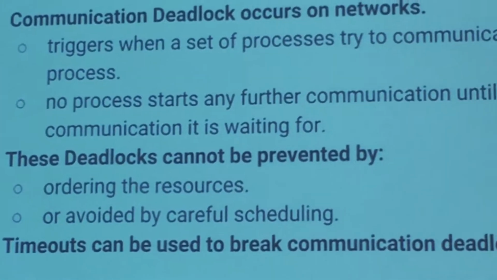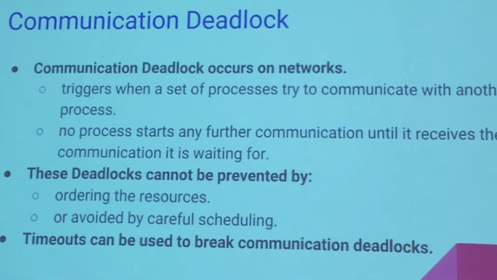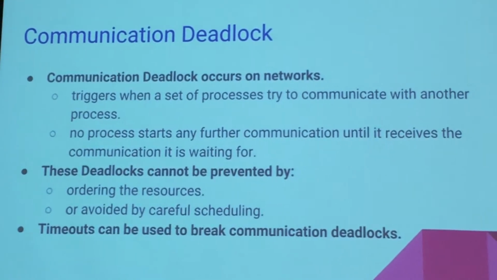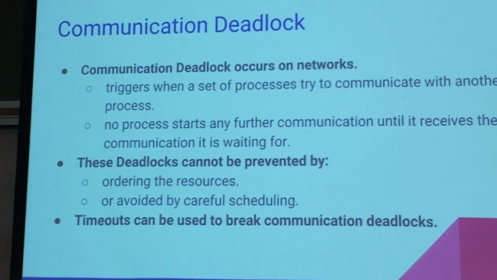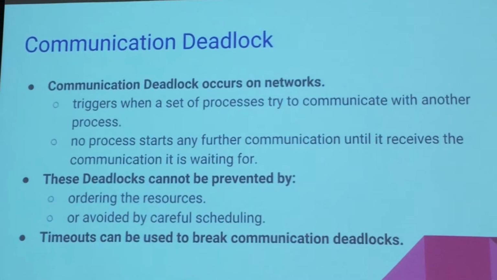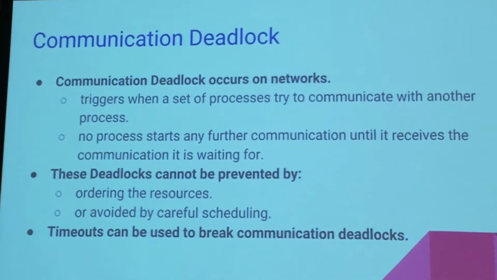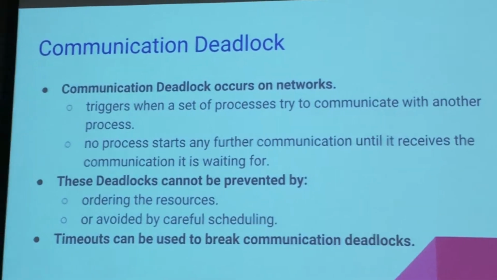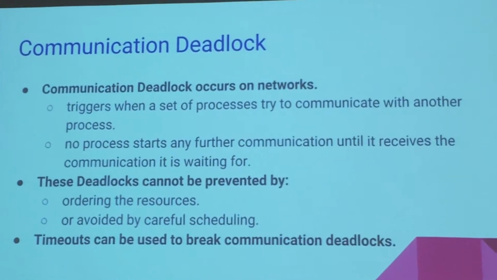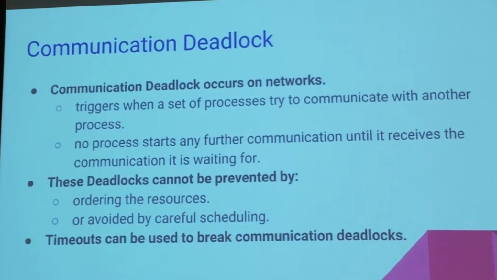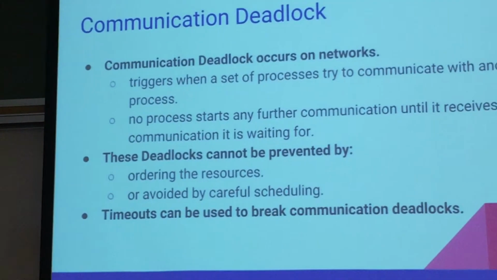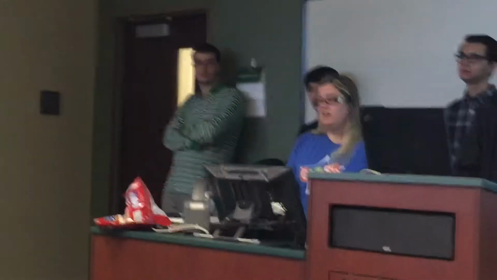Okay, so first we're going to talk about communication deadlocks. Communication deadlocks trigger when a set of processes is trying to communicate with each other and no further processes can continue until they receive the communication somebody's waiting for. So if you're sitting out in the hallway and you're trying to talk to somebody and your best friend is trying to talk to somebody, whoever you're trying to talk to can only talk to one of you at a time, so you have to wait until they acknowledge you to talk. These deadlocks cannot be prevented by ordering your resources or avoiding careful scheduling because it's only when the resource is available.